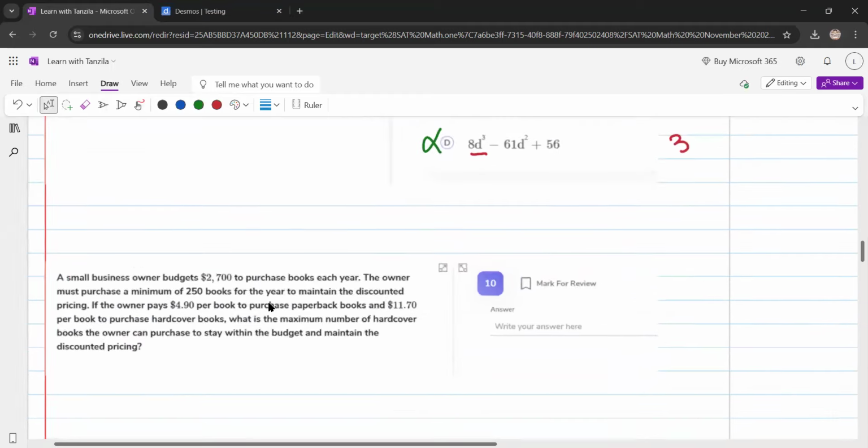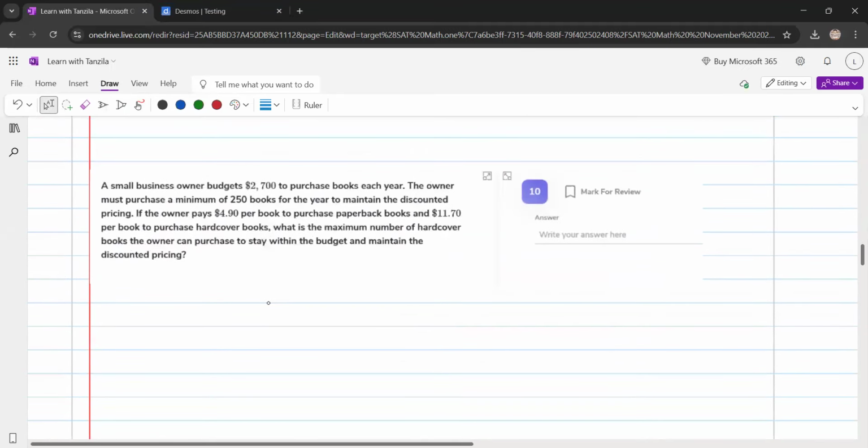Okay, moving on to question 10. Now, interesting. A small business owner budgets 2700 to purchase books every year. The owner must purchase a minimum of 250 books for the year to maintain the discounted pricing. If the owner pays $4.90 per book to purchase paperback books and $11.70 per book to purchase hardcover books.